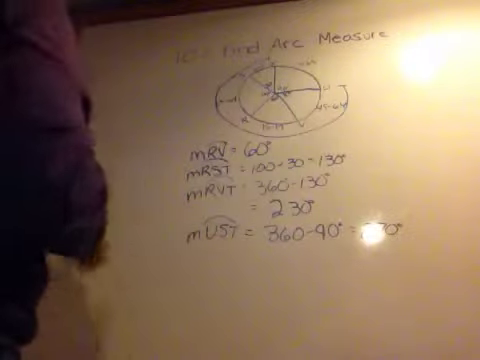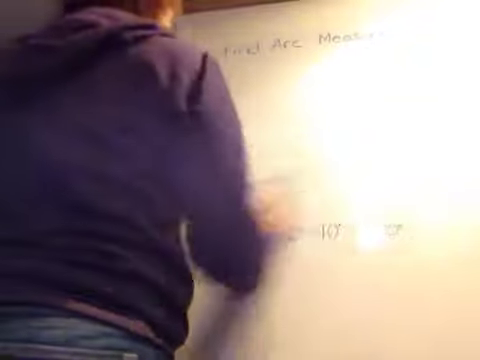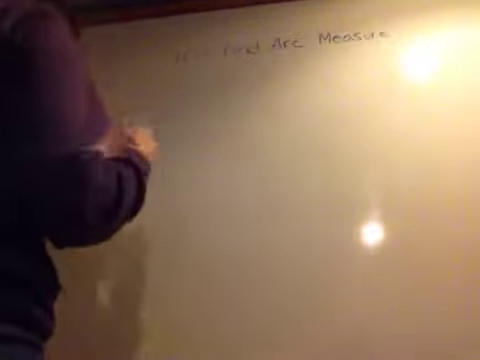Two circles are congruent circles if they have the same radius. Two arcs are congruent arcs if they have the same measure and they are arcs of the same circle or of congruent circles.